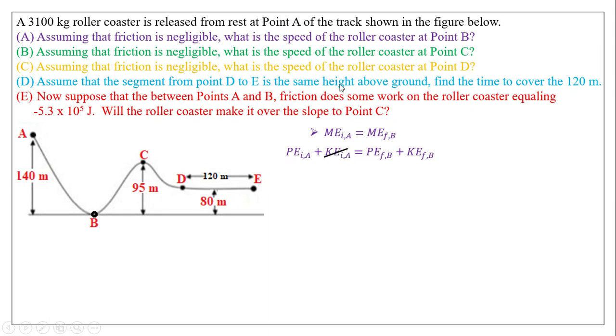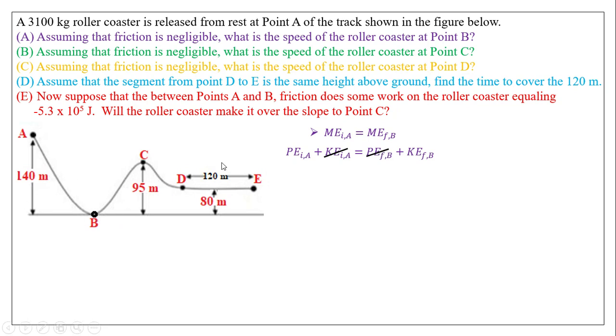Because it is released from rest, I'm going to cancel out KE initial. The kinetic energy at point A is 0 because the object, or the roller coaster in this case, is not moving. And then if I look at point B as well, which is drawn on the floor here, point B is the lowest point and it's actually touching this horizontal line, which is indicated like the floor, there's no height. Because there's no height, there's no PE.